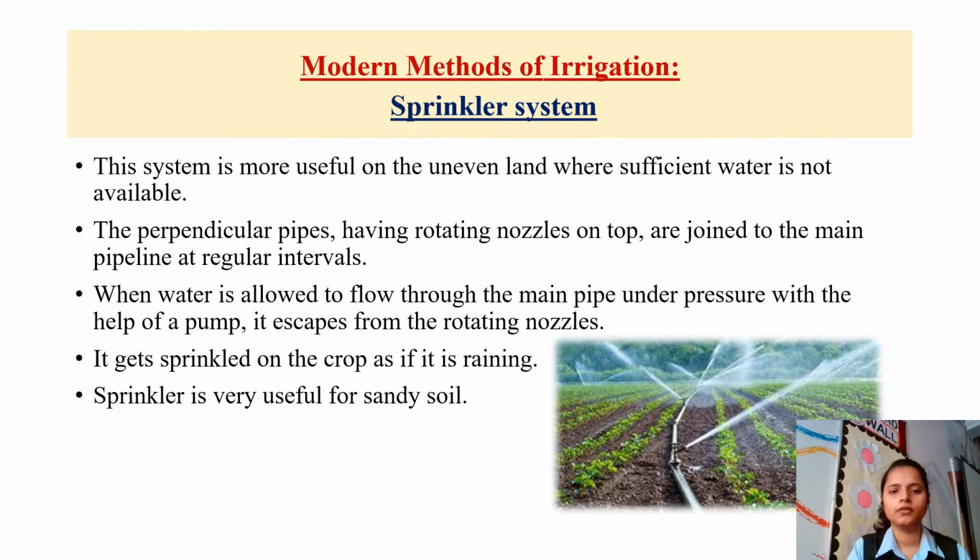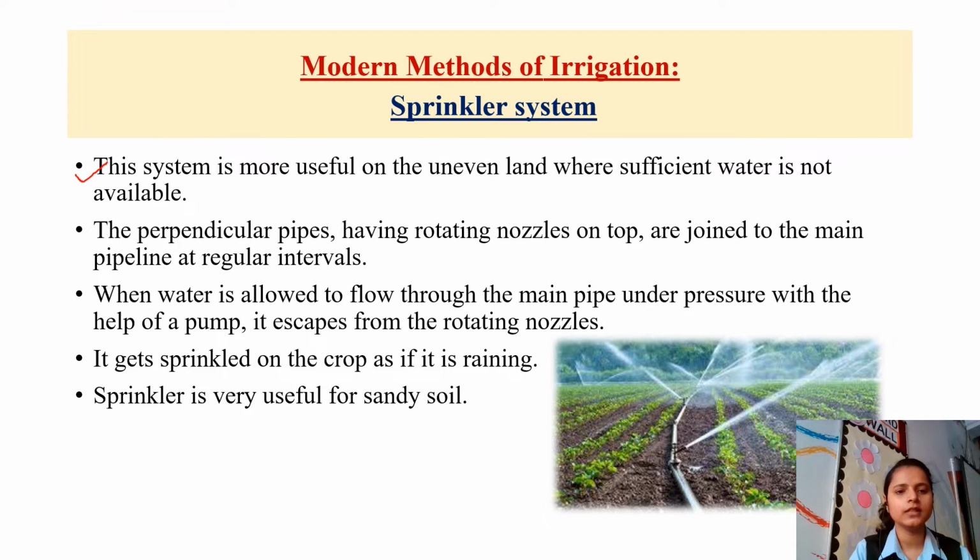So today we are going to learn about the modern methods of irrigation. In this irrigation system, the first one is the sprinkler system. So now let's see what the sprinkler system is. In this image you can see how the water is coming out from these pipes, and it is being sprayed to the whole field. So yes, let's read about the sprinkler system.